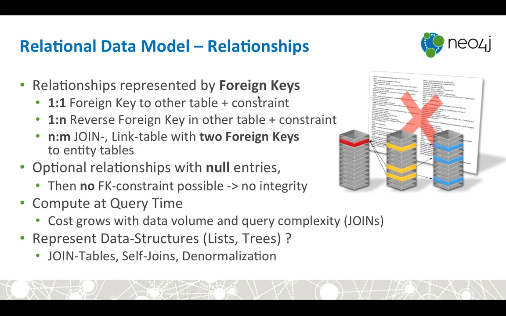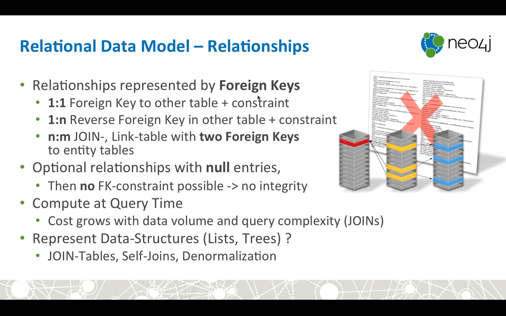If you look at relationships in a relational database, those are really just represented by foreign keys. So that means in my table, I have a field which says, this is a foreign key to this other table, and we can represent different cardinalities of relationships there. So a one-to-one relationship would be just a foreign key to one other table plus a foreign key constraint. A one-to-n relationship would be a reverse foreign key, so the other table would contain our own primary key as foreign key and also contain the constraint for that.